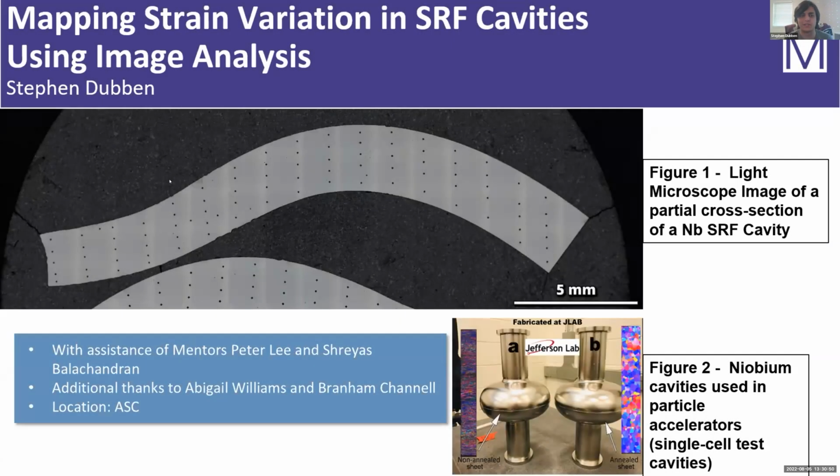Hello, everyone. My name is Stephen Dubben, and my project today is mapping strain variation in SRF cavities using image analysis. I'd like to thank mentors Dr. Lee and Shreyas Balachandran, and I'd also like to thank Abigail Williams and Brandon Schmidt.